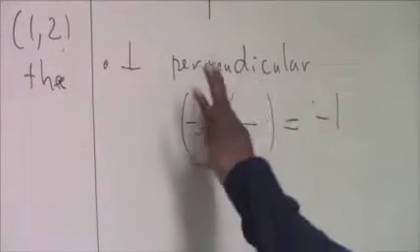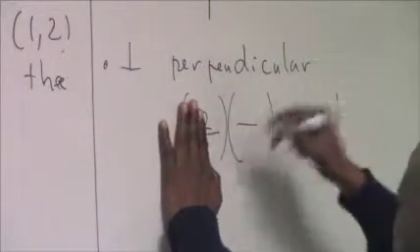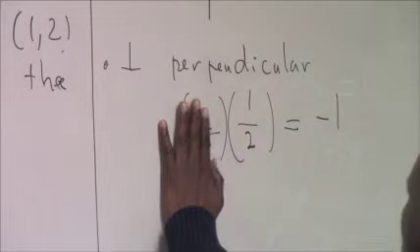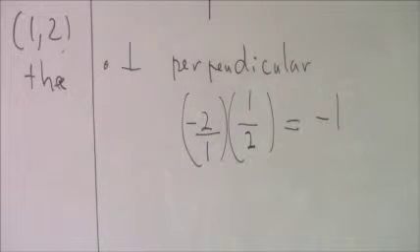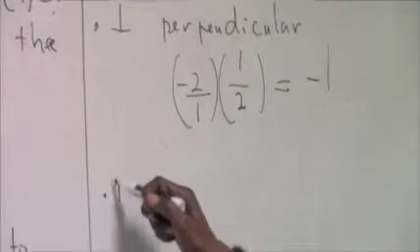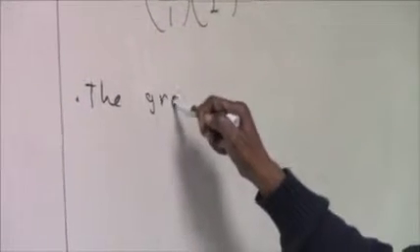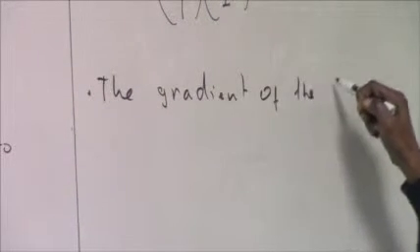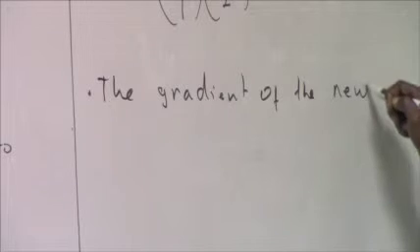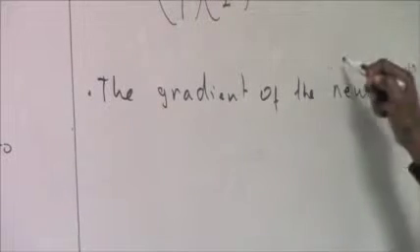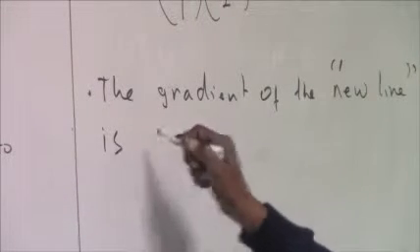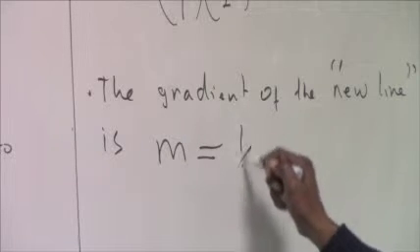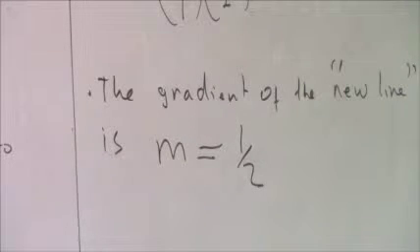It's going to be the reciprocal of this. What's the reciprocal of 2 over 1? It's 1 over 2. If I multiply negative 2 by negative 1, I'll have that. So basically, the gradient of my line, let me call it the new line, is m equals 1 over 2. If I multiply this by the gradient of the line I was given, I would get negative 1.